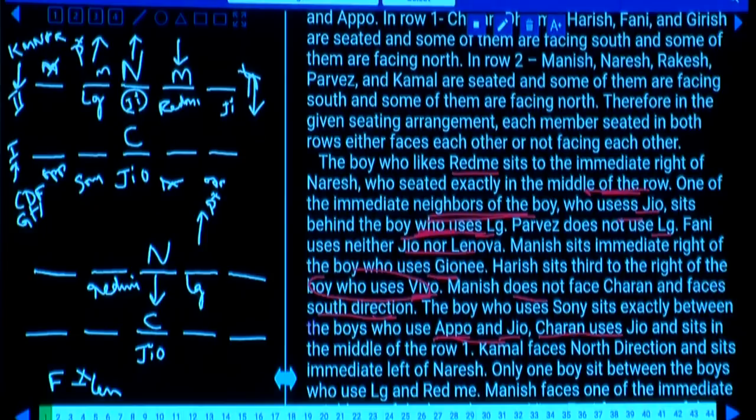Charan uses Geo and sits in the middle of row 1. Kamal faces north. Kamal is facing towards north, and sits to the immediate left of Naresh, clearly given. And Kamal is to the immediate left of Naresh, isn't it? Can we fix this Kamal at this place or not? Kamal is to the immediate left of Naresh, and north direction. Kamal faces north and sits to the immediate left of Naresh.